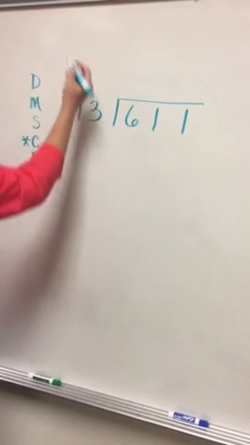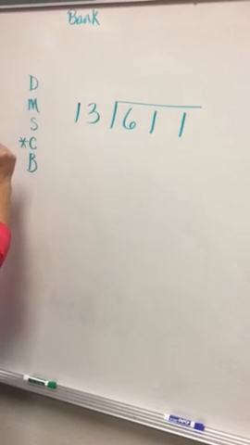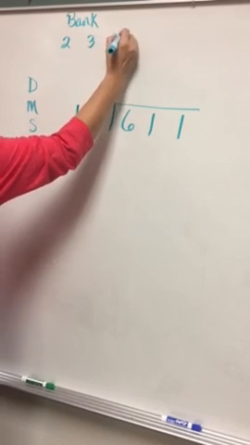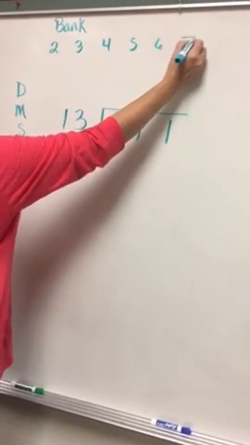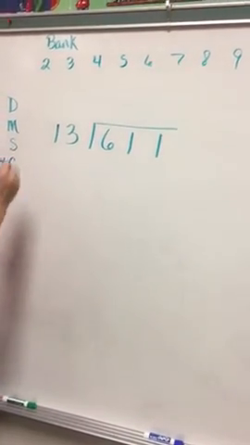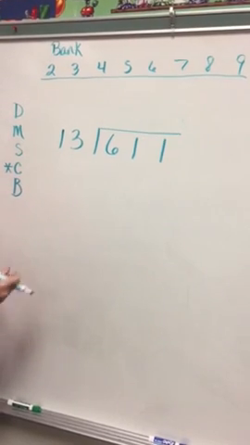Then step 2 is we want to make a bank up here that we can keep our answers in, in case we need to use them and we can refer to them. So I'm going to put 2, 3, 4, 5, 6, 7, 8, and 9. We'll talk about that in just a second. And now we want to do our zeros and boxes.